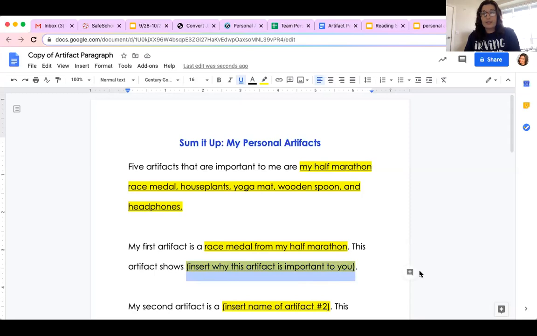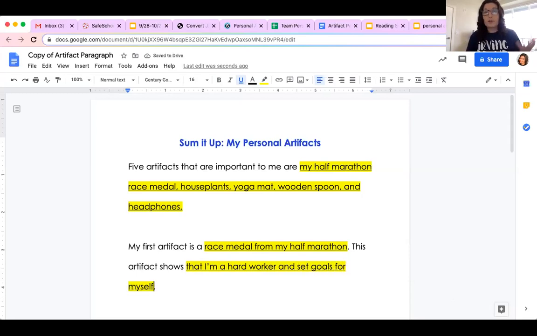What I did for this sentence, this artifact shows, well, it shows that I am a hard worker and that I set goals for myself. So for this section, my first artifact is a race medal for my half marathon. This artifact shows that I'm a hard worker and set goals for myself. I would continue that for each of my artifacts.